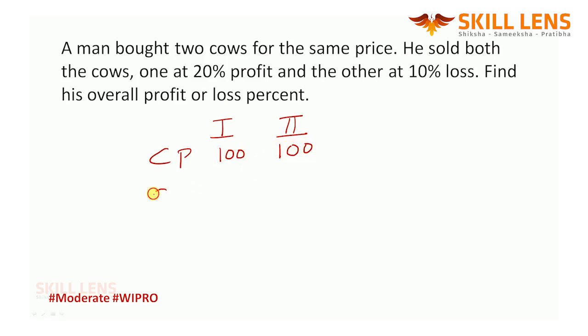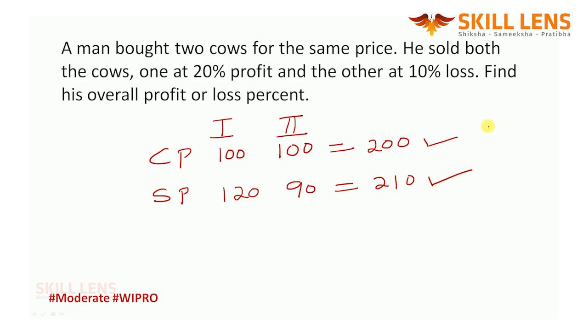So what is going to be the selling price of the first article? The first article is at 20% profit. Can I say it's going to be 120? Yes. And the other at 10% loss. Can I say it's going to be 90? Yes. So both articles he bought for 200 and he sold for 210. So the total cost price is 200, and the total selling price is 210.